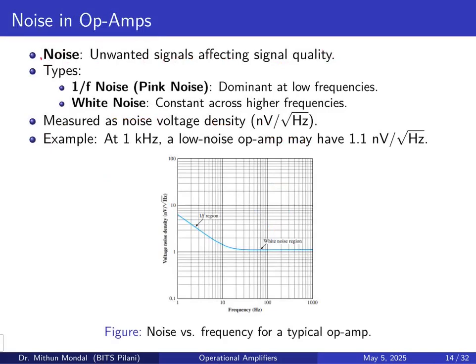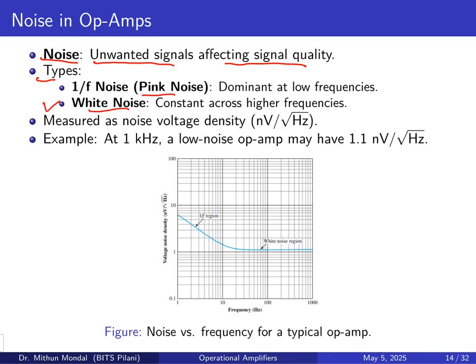What is the meaning of noise in op-amp or any electronic devices? It is basically the unwanted signals which are affecting the signal quality. So there is a certain amount of voltage which is in the form of noise. It is corrupting the fundamental frequency signal, that is known as noise. For the types of noise, a color is associated with that. One is pink noise, another is white noise.